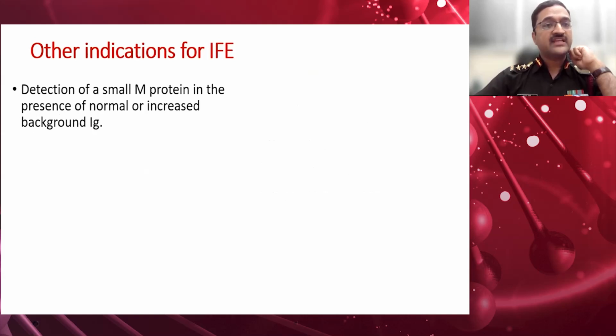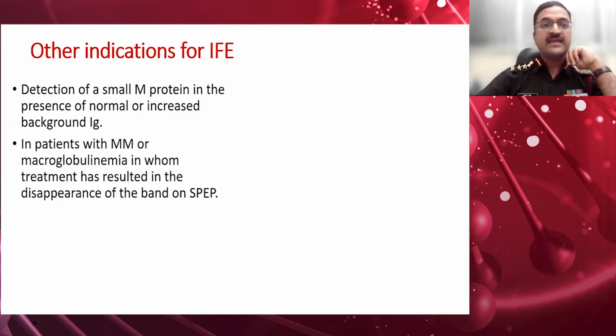One, detection of very small protein in the presence of normal or increased background immunoglobulins. So let's take a patient who has a connective tissue disorder or a background inflammatory condition. So there will be a polyclonal rise. So sometimes a small M protein can get missed by protein electrophoresis in such individuals, whereas immunofixation will still detect such patients.